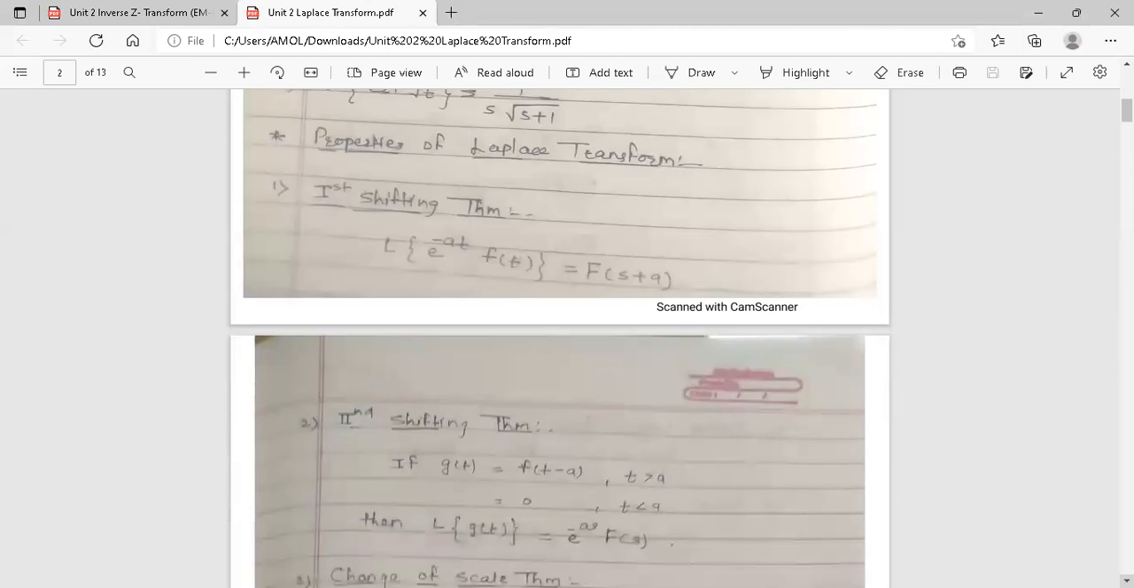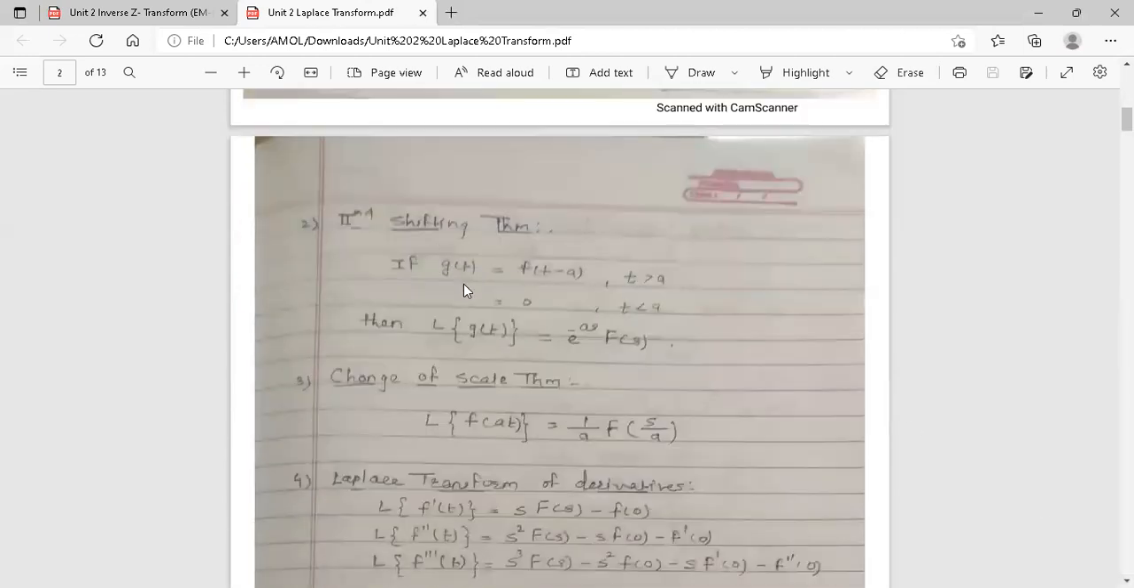Then next is the second shifting theorem. If g(t) is a function defined in two intervals, equal to f(t minus a) when t is greater than a, and 0 when t is less than a, then Laplace of g(t) is equal to e^(-as) into F(s). This is the second shifting theorem.